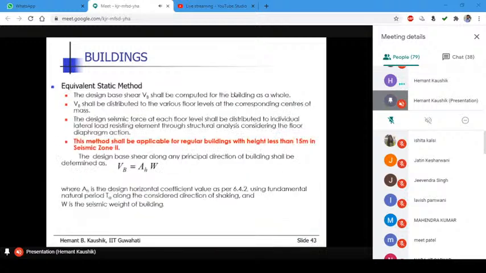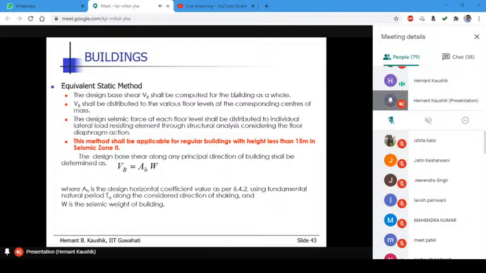Not difficult. Okay, so in equivalent static method, we compute the design base shear for the building as a whole, and then we distribute this VB to different floors. We will discuss how we do that. Once we distribute the design force to different levels, the next step is to distribute this force at a level to different units of that floor, meaning different columns, different walls. That can be done if you know what is the lateral stiffness of these systems.